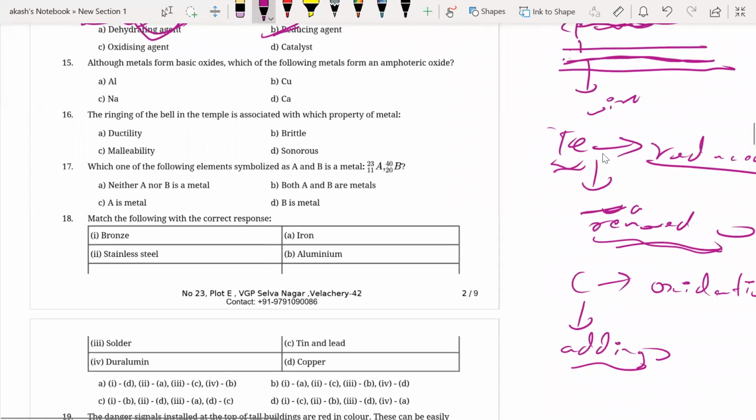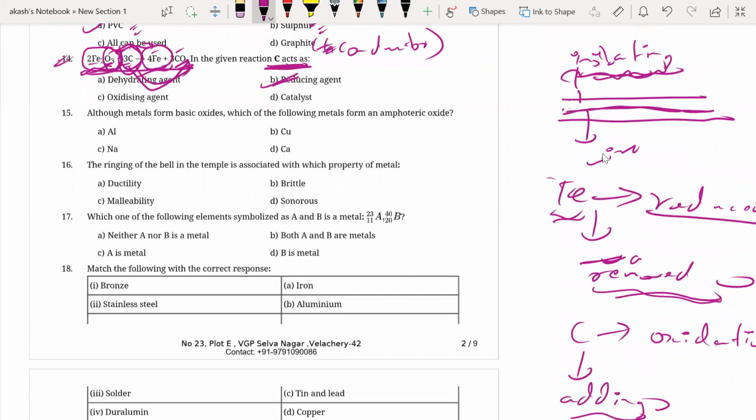Okay, next question. Question number 15. Although metal forms basic oxide, which of the metals form an amphoteric oxide? We have discussed this so many times. What is the answer to this question? Which metal forms amphoteric oxide? Aluminium, sir. Yes, that's it. Aluminium and zinc. Only two elements are possible. So the answer to this question is aluminium, option A.